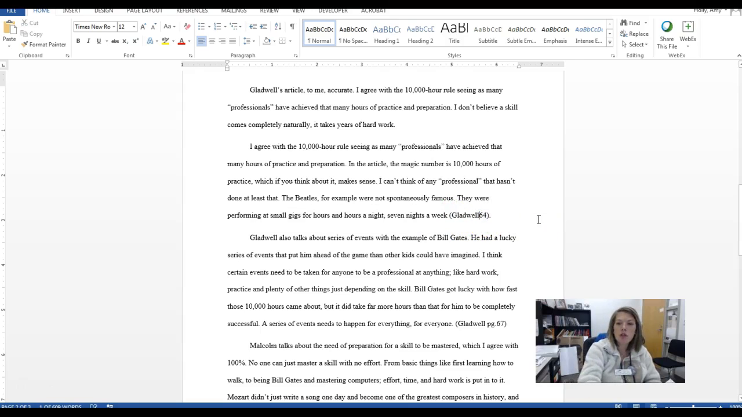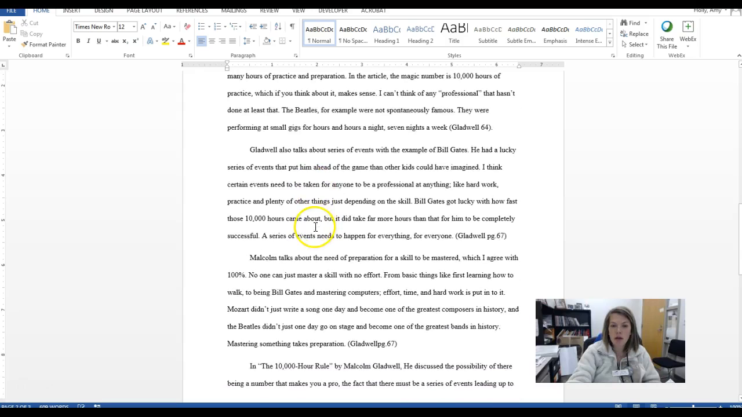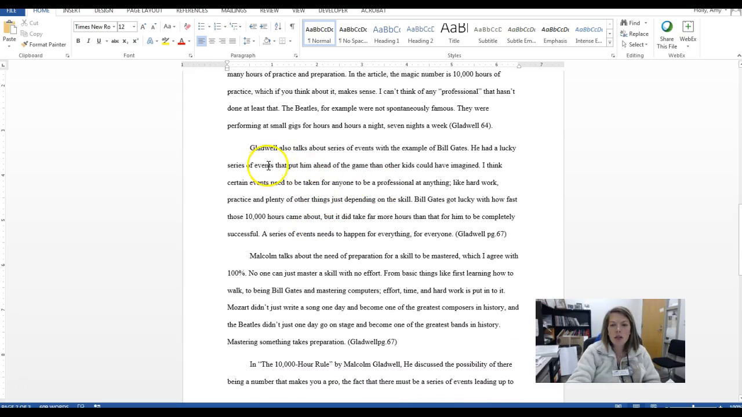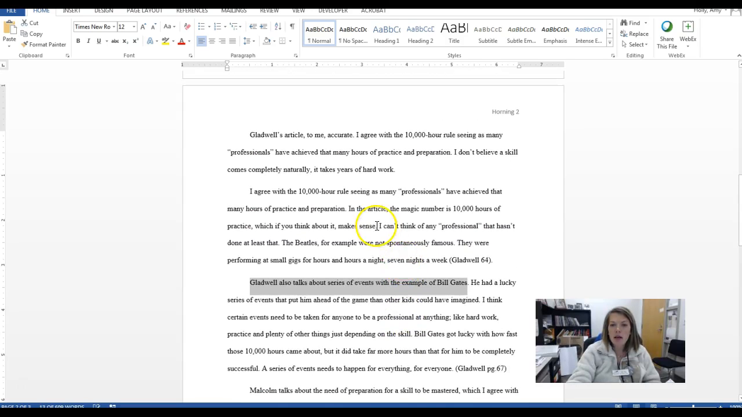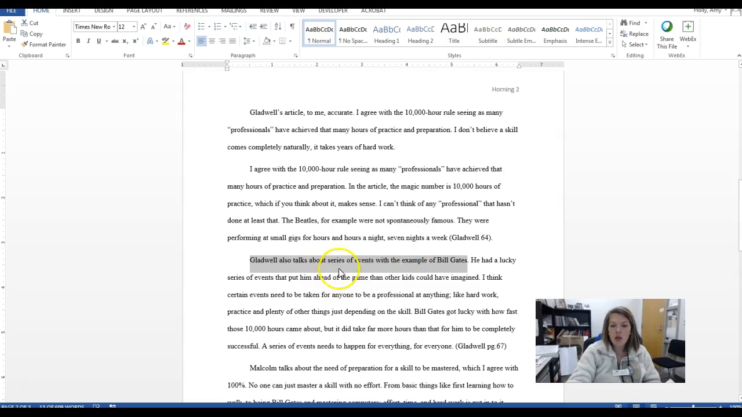For MLA, you don't need to include the abbreviation PG, just the name and the page number, and then make sure that the period comes after the parenthetical, not before. So here's another example of where you're starting out a response paragraph with summary. So instead of summarizing, you would want to give us a topic sentence here.